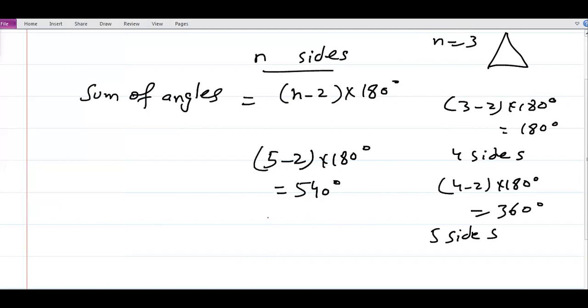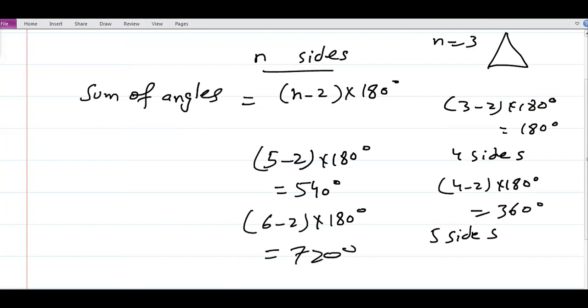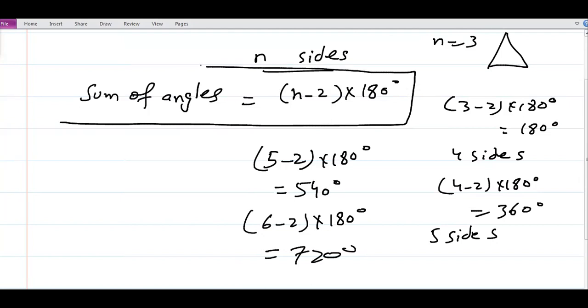Okay, in hexagon 6 sides, so 6 minus 2 into 180 degree. So that will be 4 into 180. 720. So it means you have to remember, if you have any polygon whose sides are n, the sum of angles will be, this will be the formula for that.